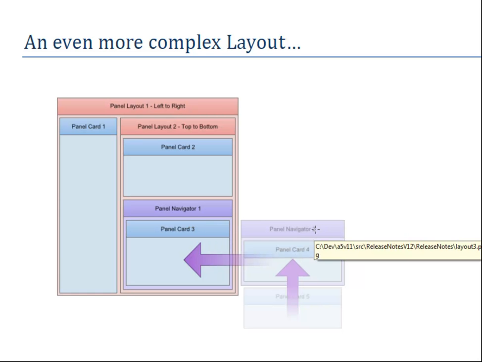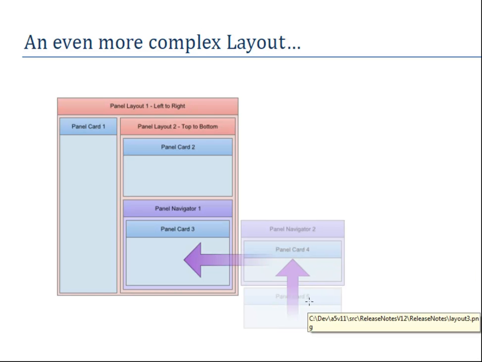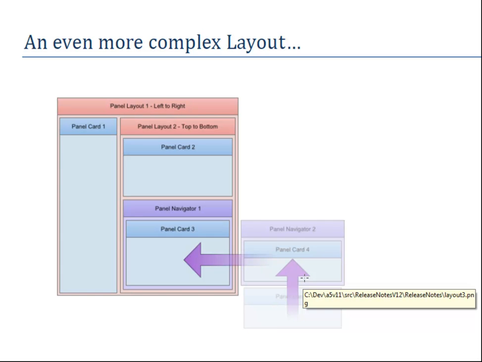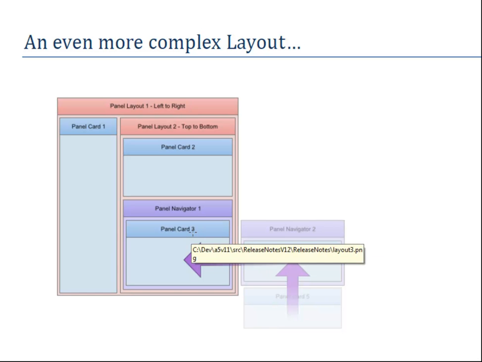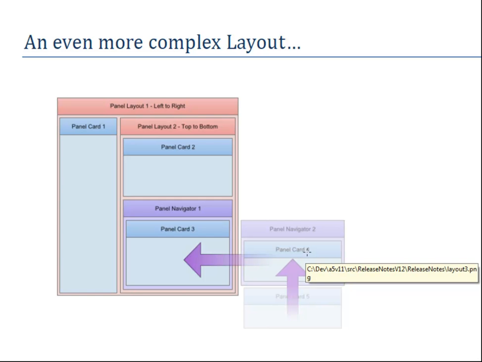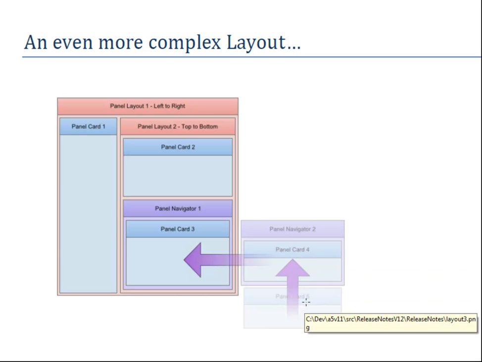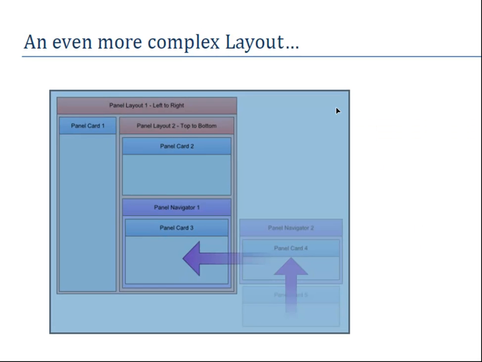Now panel navigator 2 contains panel card 4 and panel card 5, and its flow direction has been set to top to bottom. So when panel navigator 2 comes into view after the user swipes card 3 away, then panel card 4 will be initially displayed. But if the user swipes and drags upwards on panel card 4, then panel card 5 will come into view. So this is probably a more complex layout than you might build in a real-world mobile application, but nevertheless it demonstrates the very rich complexity of layouts that you can easily create using panel layouts, panel navigators, and panel cards.